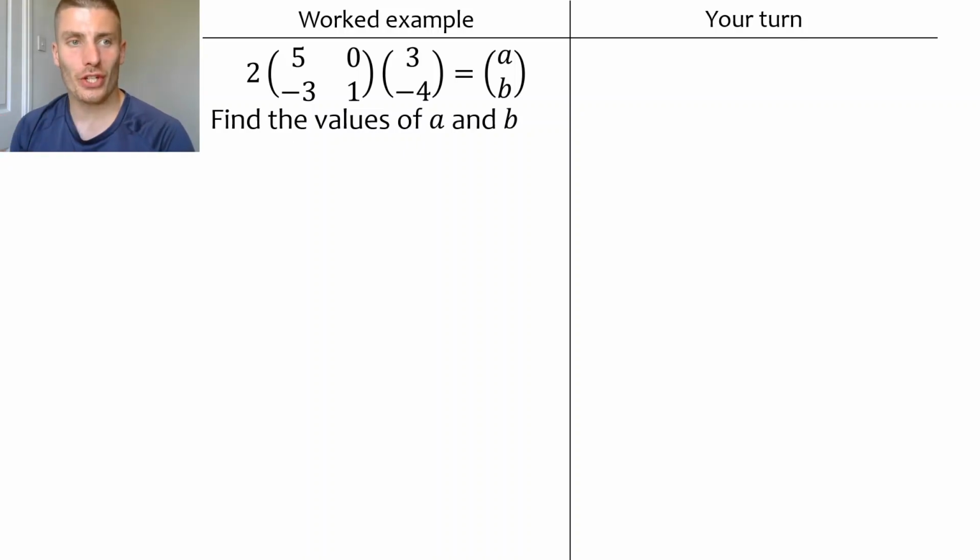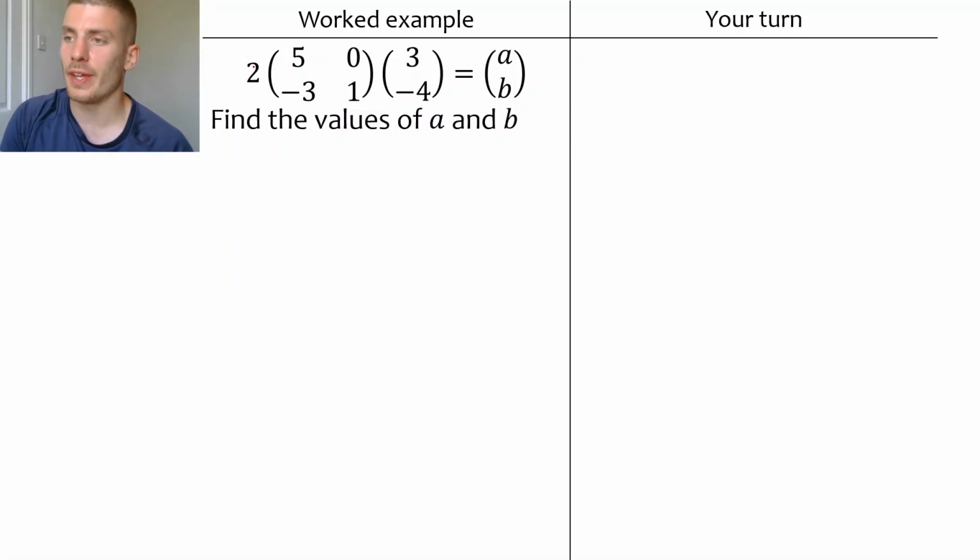Okay, so another question looking at multiplying matrices where you want to find some unknown values. So you can see on this question, you want to find the unknown values, which are A and B over here. Okay, so let's get into how you do this. Now, a little bit like before, you want to multiply out the matrices, and then it's going to work out nicely.